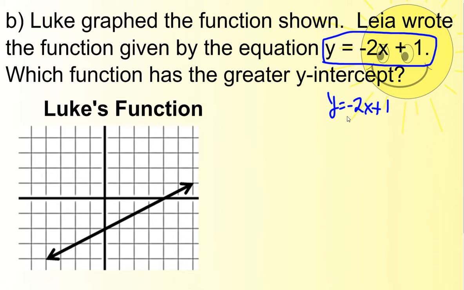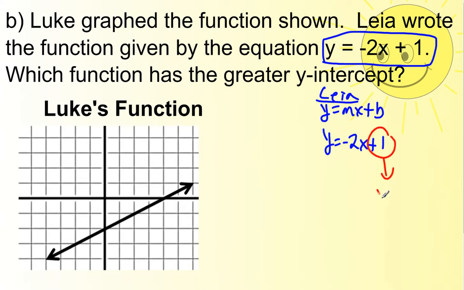Okay, so in this problem, we're comparing these two functions based off their y-intercepts. So I'm writing down my slope-intercept form again. So Leia's function has a y-intercept of 1. Okay, so her function would cross the y-axis at 1. Luke's function has a y-intercept of negative 2. His graph crosses the y-axis at negative 2.